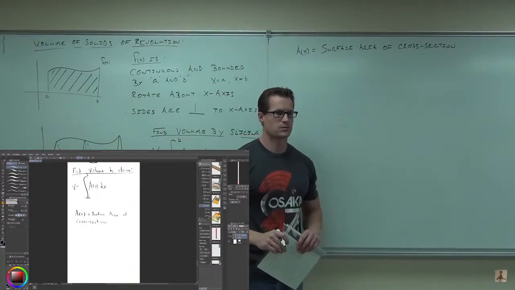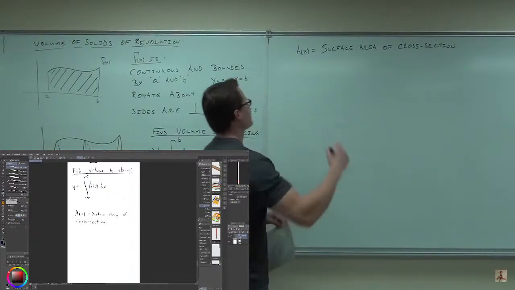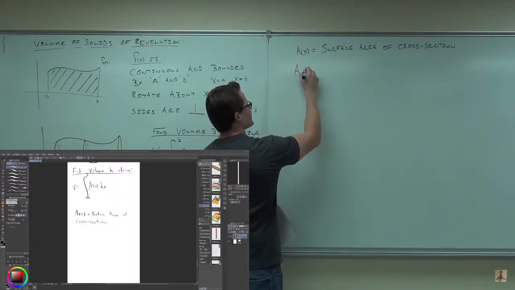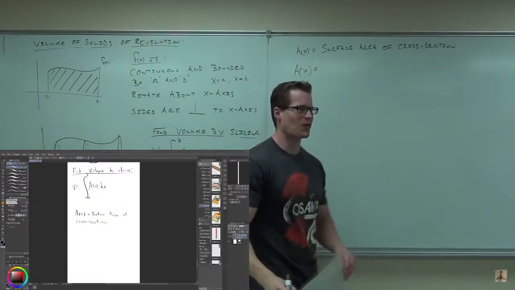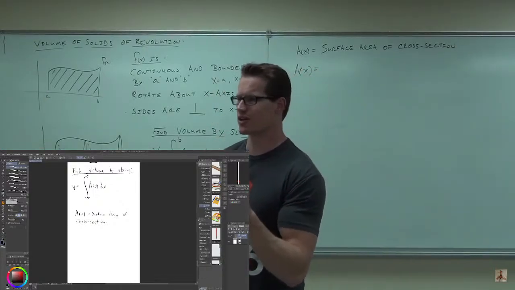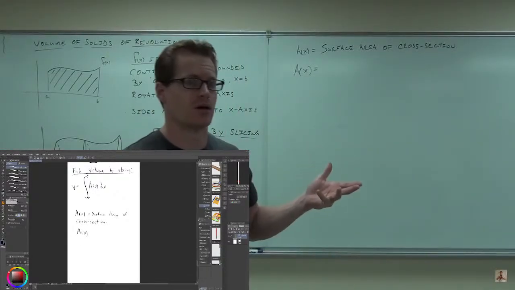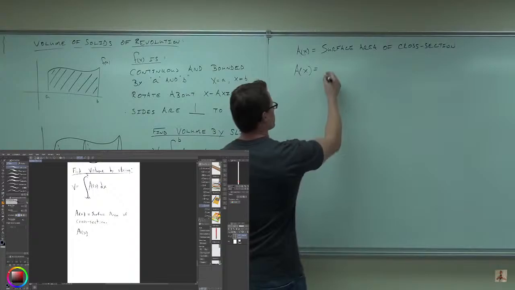You okay with that? Area equals the surface area of the cross section. That's what we mean there. Now, we just talked about this. This is the cool part. Oh my gosh, this is a really cool part actually. The surface area of the cross section. What is the cross section? What was that shape that we just talked about? Circle. Very good. That's pi r squared.